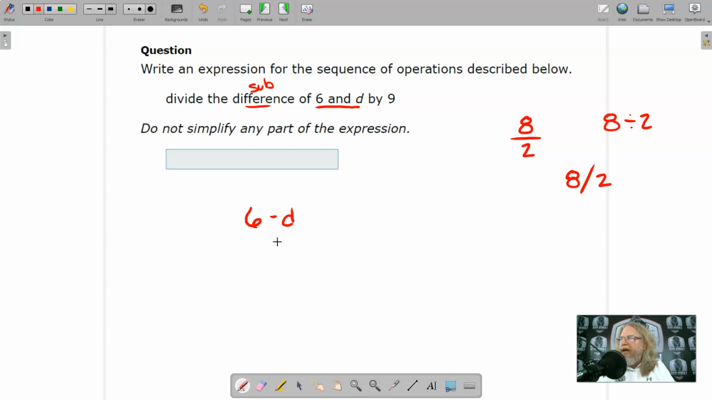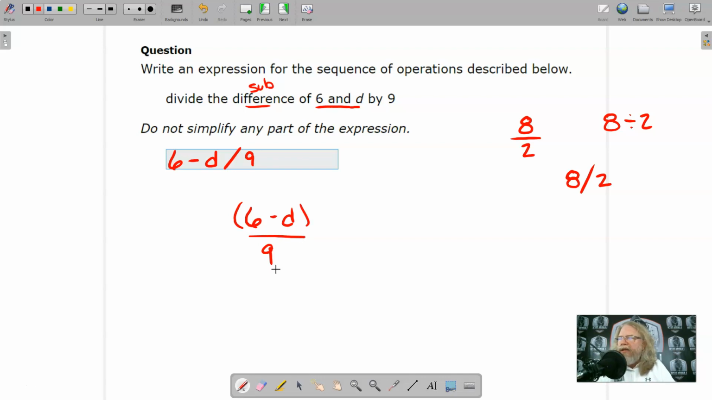So likewise over here, whenever we put this into the answer box on IXL, well, actually, I guess I should finish this, right? So all that divided by 9. Whenever I put this into IXL, I want to type 6, a minus sign, the letter D, and then hit that / for division, and then put 9. Now you might be thinking, I need to do 6 minus D first. Do I need to put parentheses here in the numerator around 6 minus D?